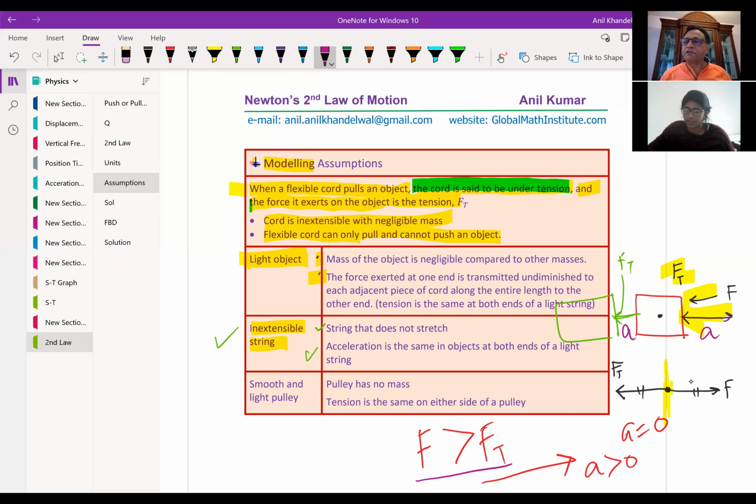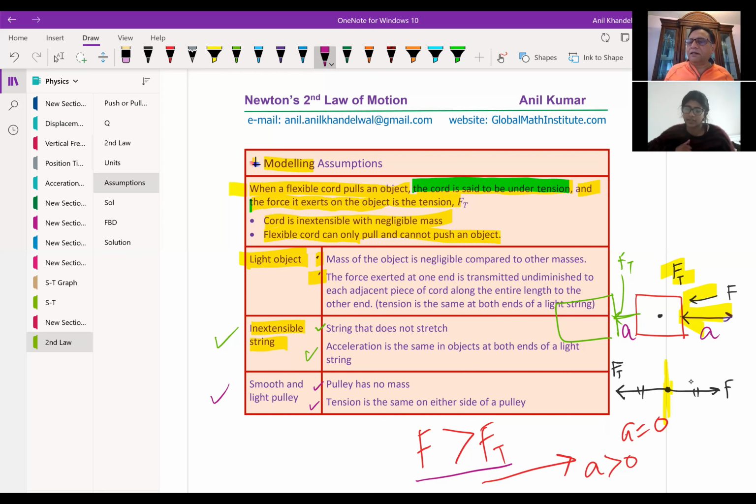Okay. I just added this point. In another video, we'll talk about systems with pulleys. So can you please read the meaning of smooth and light pulley? Yes. A pulley has no mass, and the tension is the same on either side of the pulley.